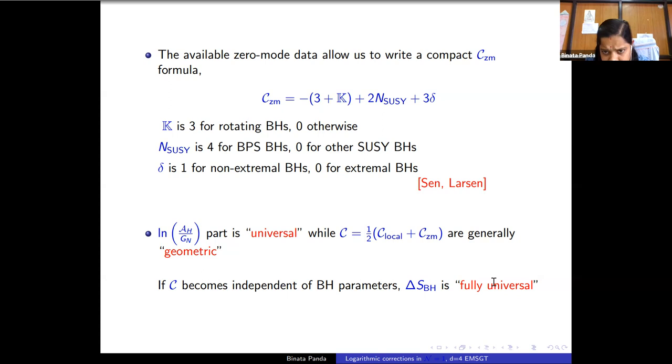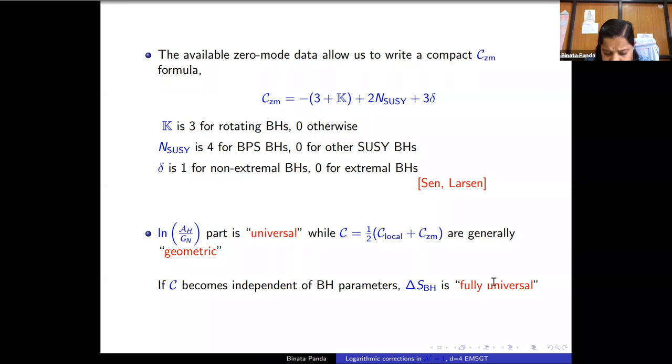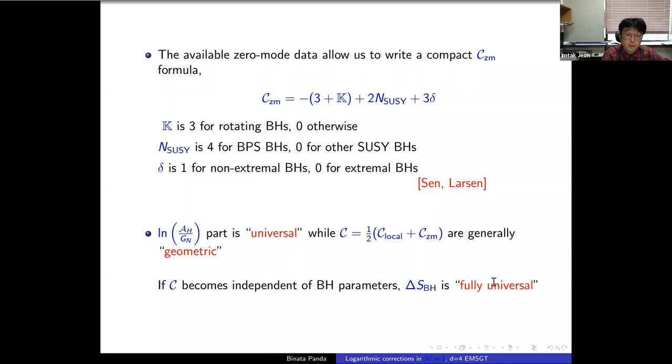So regardless of the preserved supersymmetry, the supersymmetric black holes have only 4 for the N Suzy, right? Yes. Thank you. So half BPS black hole, quarter BPS black hole, all have 4? Okay. I think for the quarter BPS, it will not work.